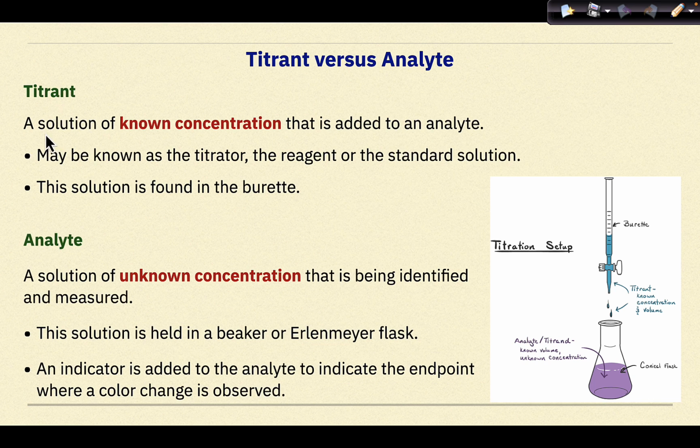Titrant. A titrant is a solution of known concentration that is added to the analyte. This also may be known as the titrator, the reagent, or the standard solution. This solution is found in the burette. An analyte is a solution of unknown concentration that is being identified and measured. This solution is held in a beaker or an Erlenmeyer flask. An indicator is added to the analyte to indicate the endpoint where a color change is observed.